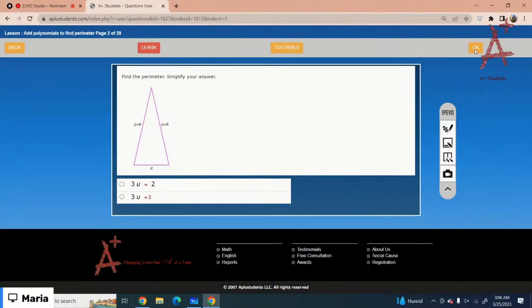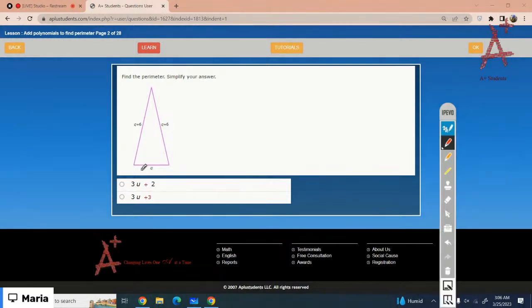Okay, the next one is you have to find the parameter. That is the same we did, but options are different. Here you have q and here you have u. Okay, just add all the side lengths because we need to calculate the parameter. Just add, it would be 3q plus 12. I don't know what's wrong with the question. Got it?